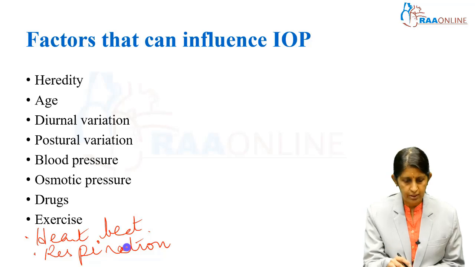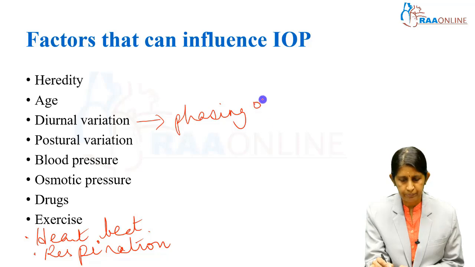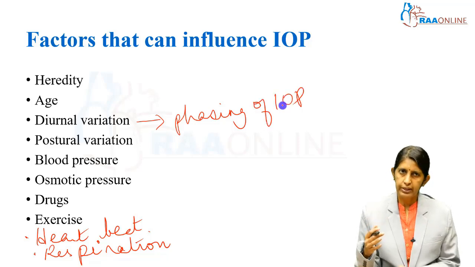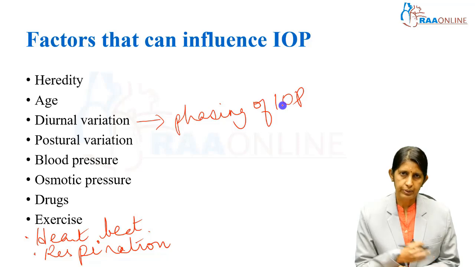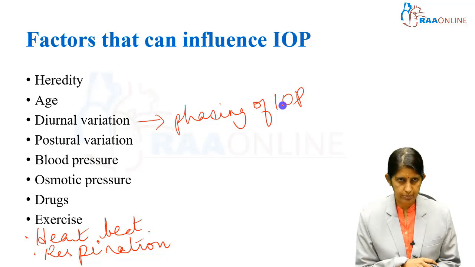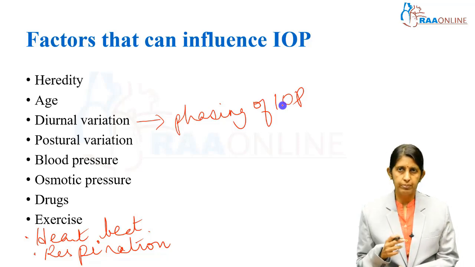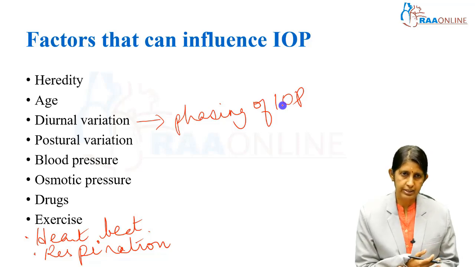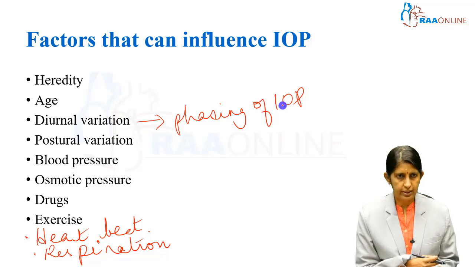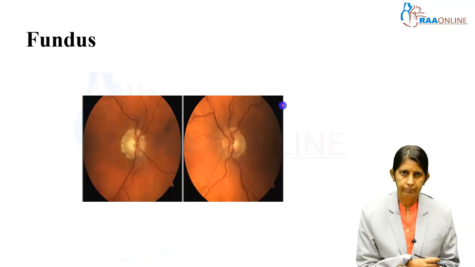We make use of this diurnal variation to perform this thing called phasing, where we check the intraocular pressure in different parts of the day starting from morning, and we keep checking intraocular pressure to look for this diurnal variation. Postural variation can also be present. It is believed that blood pressure plays a big role in the height of the intraocular pressure. Certain drugs, sympathomimetic drugs and parasympathetic drugs, play a role in increasing and decreasing intraocular pressure respectively. Exercise can, by virtue of heartbeat and respiration, also determine the intraocular pressure.